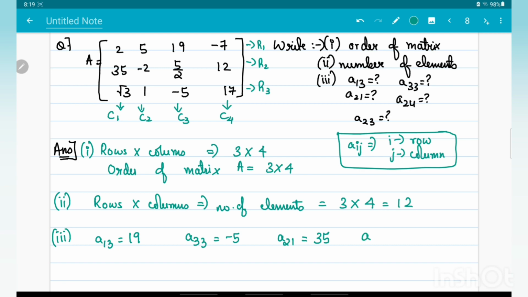And then for A24, second row, fourth column. Check for the second row and fourth column. This is the second row and fourth column. So 12 is the element that belongs to the second row and fourth column.